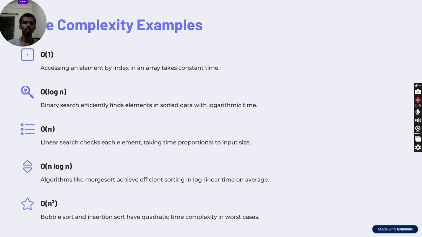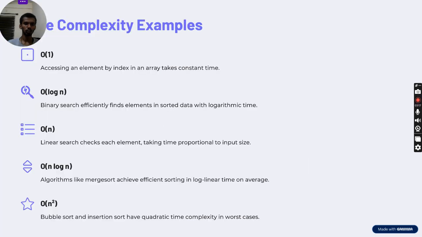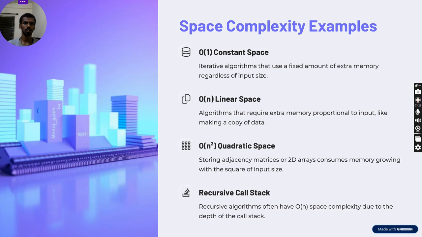Time complexity examples: O(1). Accessing an element by index in an array takes constant time. O(log n). Binary search efficiently finds an element in sorted data with logarithmic time. O(n). Linear search checks each element, taking time proportional to input size. O(n log n). Algorithms like merge sort achieve efficient sorting in log-linear time on average. O(n²). Bubble sort and insertion sort have quadratic time complexity in worst cases.